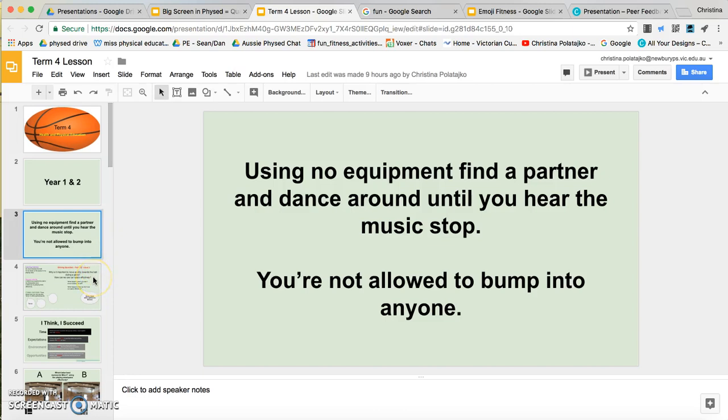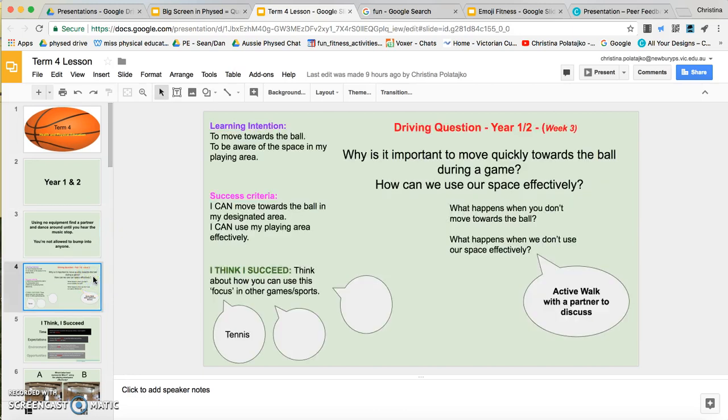And then we move on to our learning intentions. So it's all there. Success criteria. Something I've included this term is I think and I succeed. So getting students to think a bit more about our focus. And of course, the driving question. This is the main question that we need to answer and break down throughout the session.